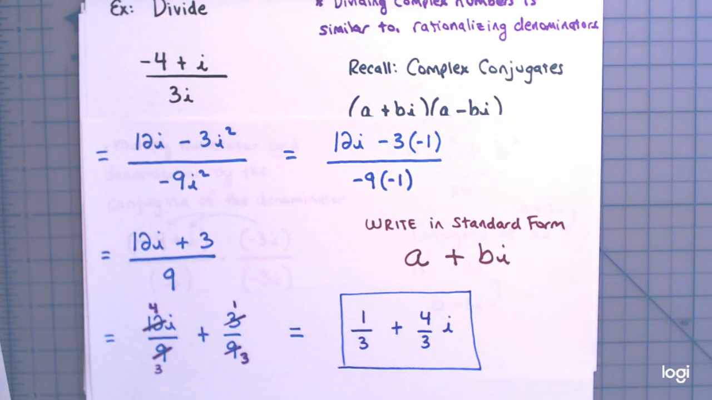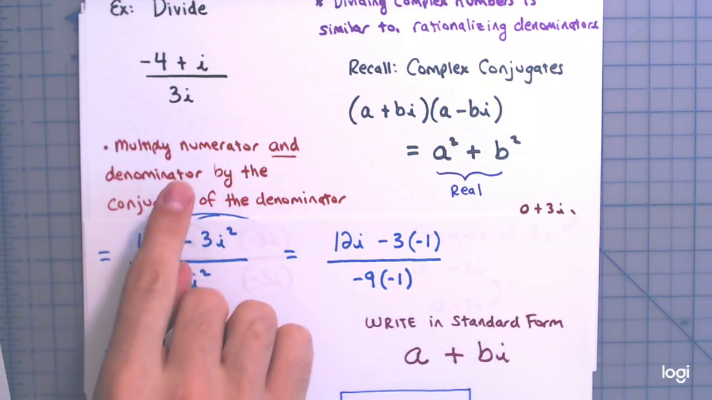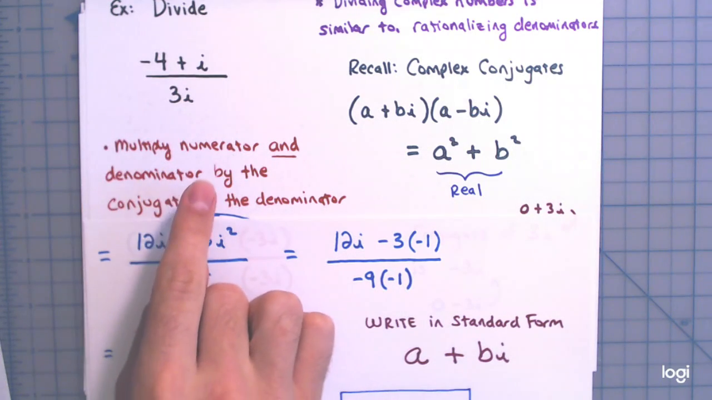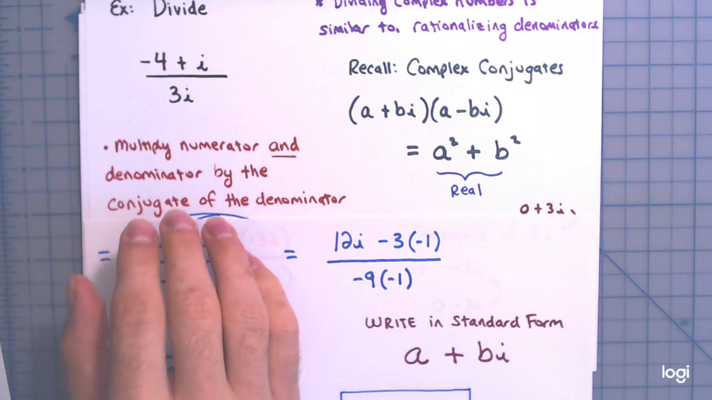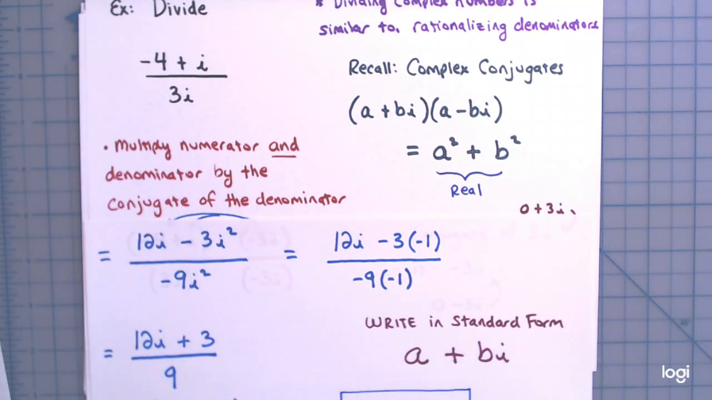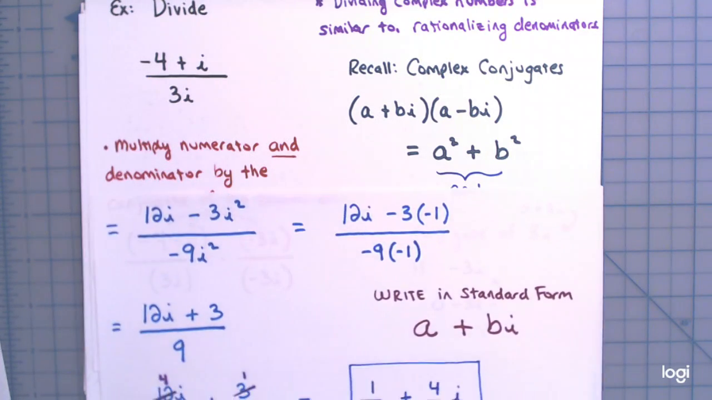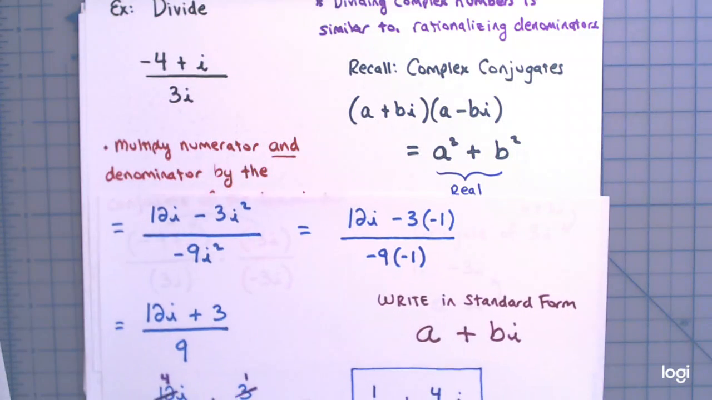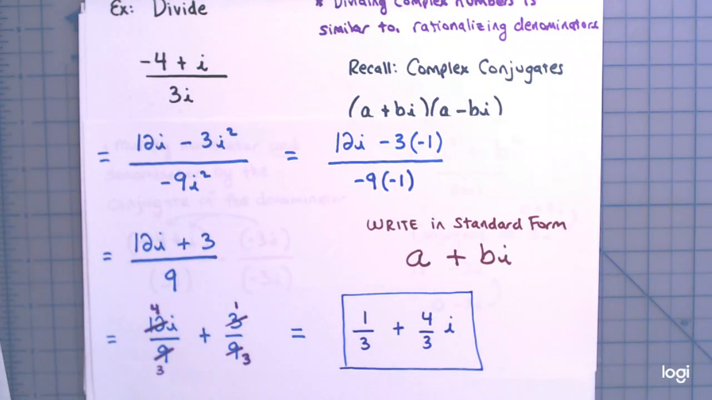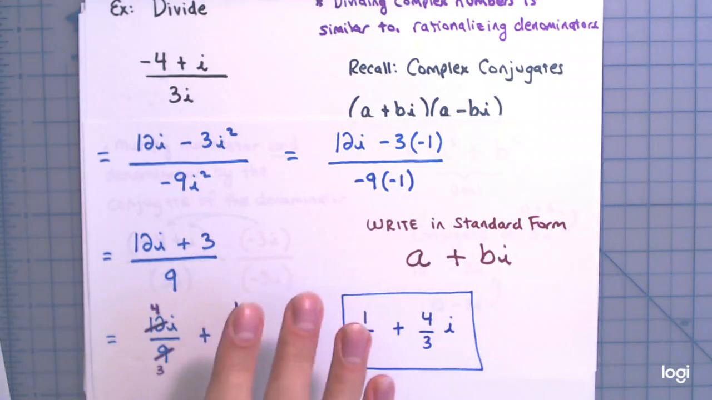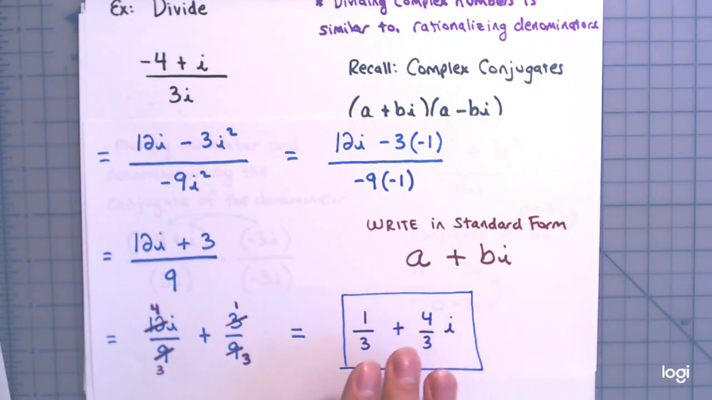Great. All right, but again, the key to this is what I wrote here. Multiplying the numerator and denominator by the complex conjugate of the denominator, because that will ensure that you have a real number in the denominator and no more i in the denominator, and that'll help you in writing the final result in the standard form.